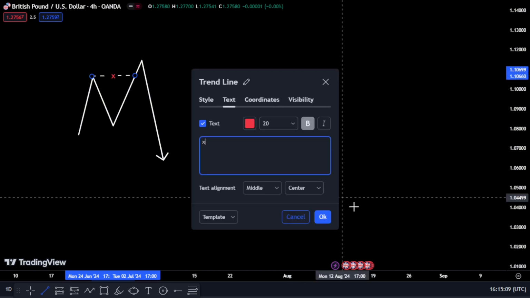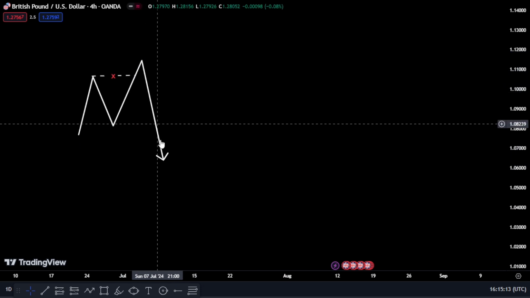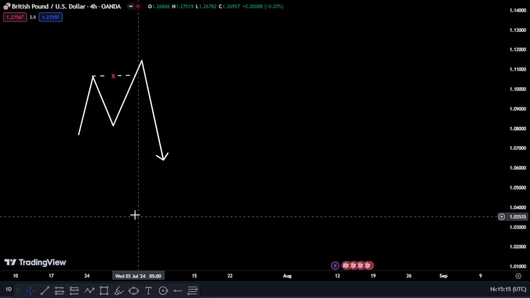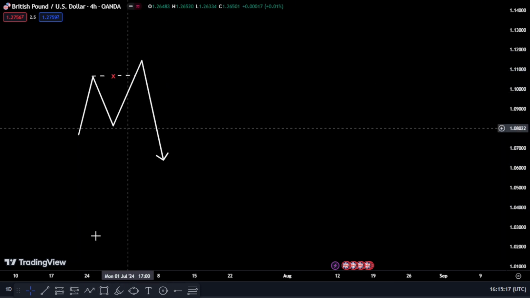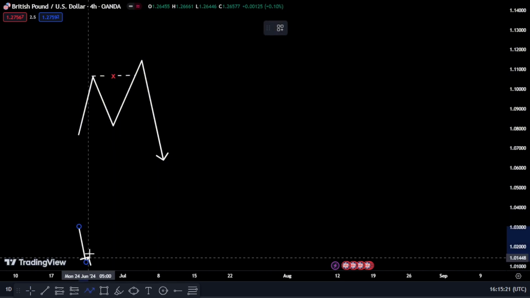Your stop loss ends up being taken out, and what happens? The market tends to sell in your direction. So that's for the double top. And then for the double bottom, same thing happens.